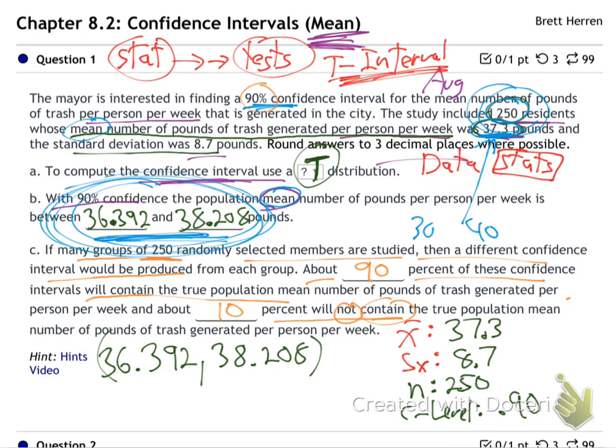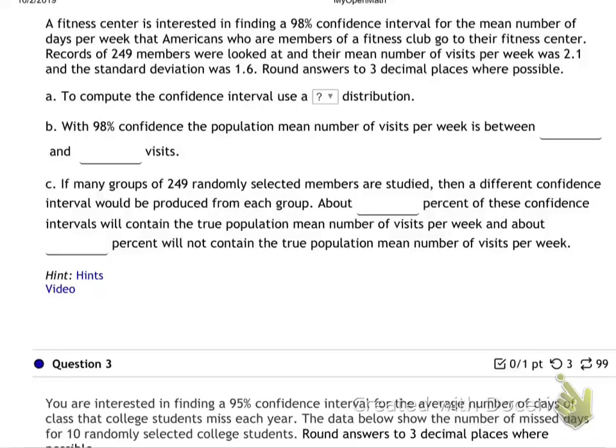We good on that? We're saying 90% of the time, we're going to catch the real mean. There is a real average for the whole city. We don't know what it is, but there's a 90% chance it's between 36 and 38. That's what we're saying. 90% of the time, we'll capture it. That's what this means. That's what a 90% confidence interval means. Here's number 2.